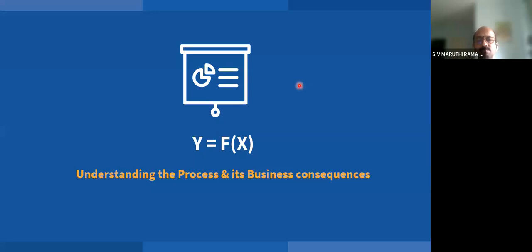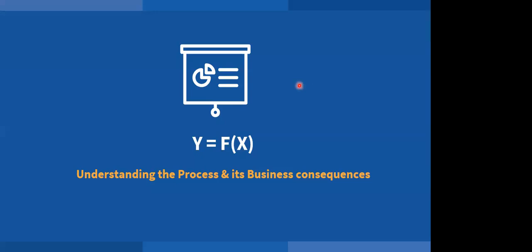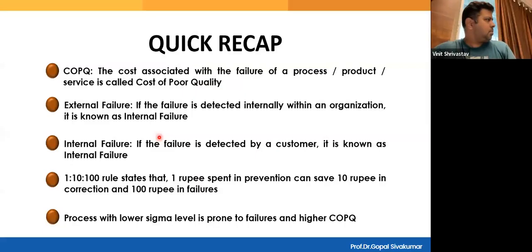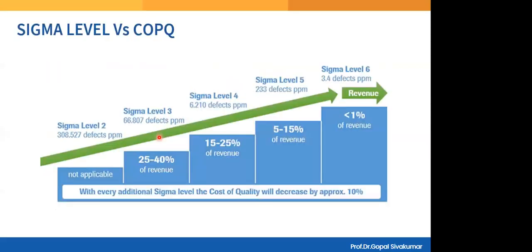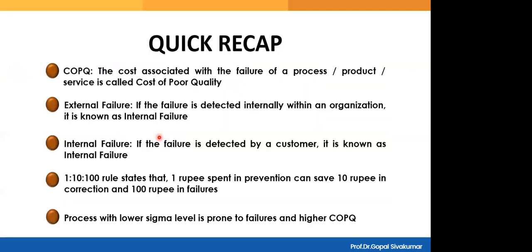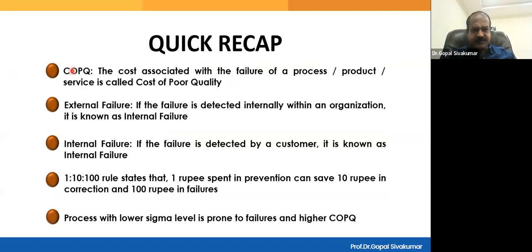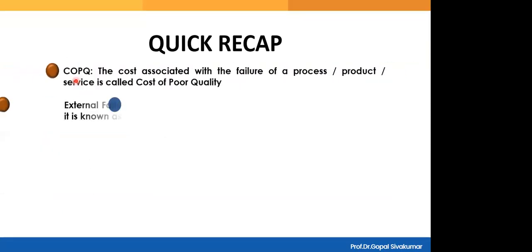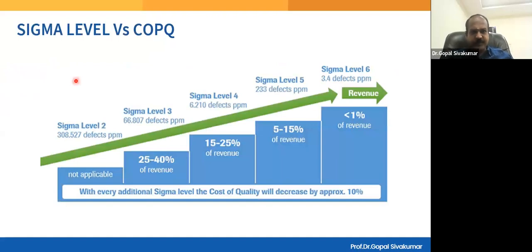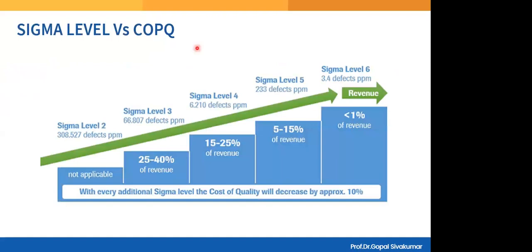Also, cost of poor quality is missing, sir. One more slide previously. What is missing? In the previous slide, cost of poor quality is supposed to be written. Cost of quality is there. Previous slide means this one. With every additional Six Sigma level, the cost of quality.